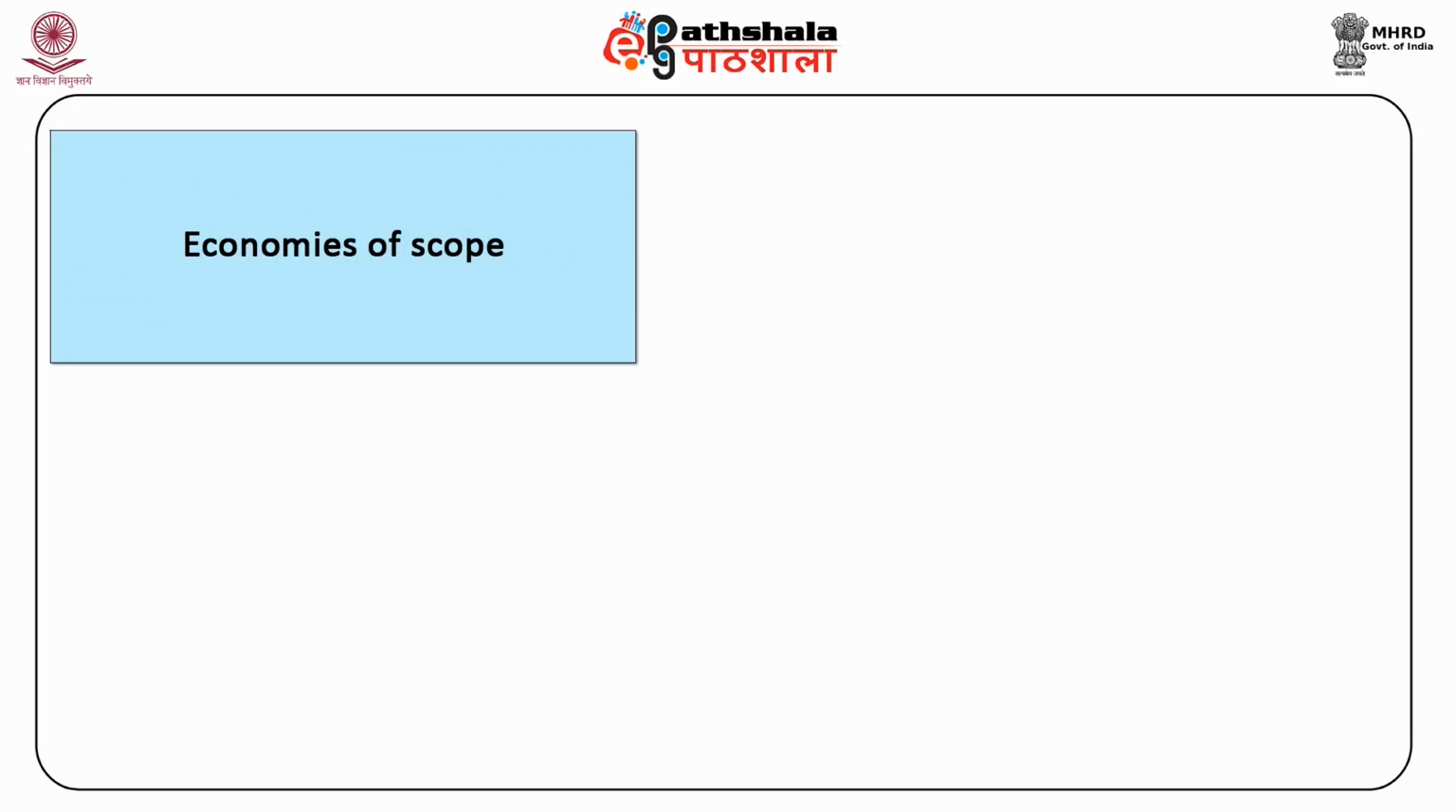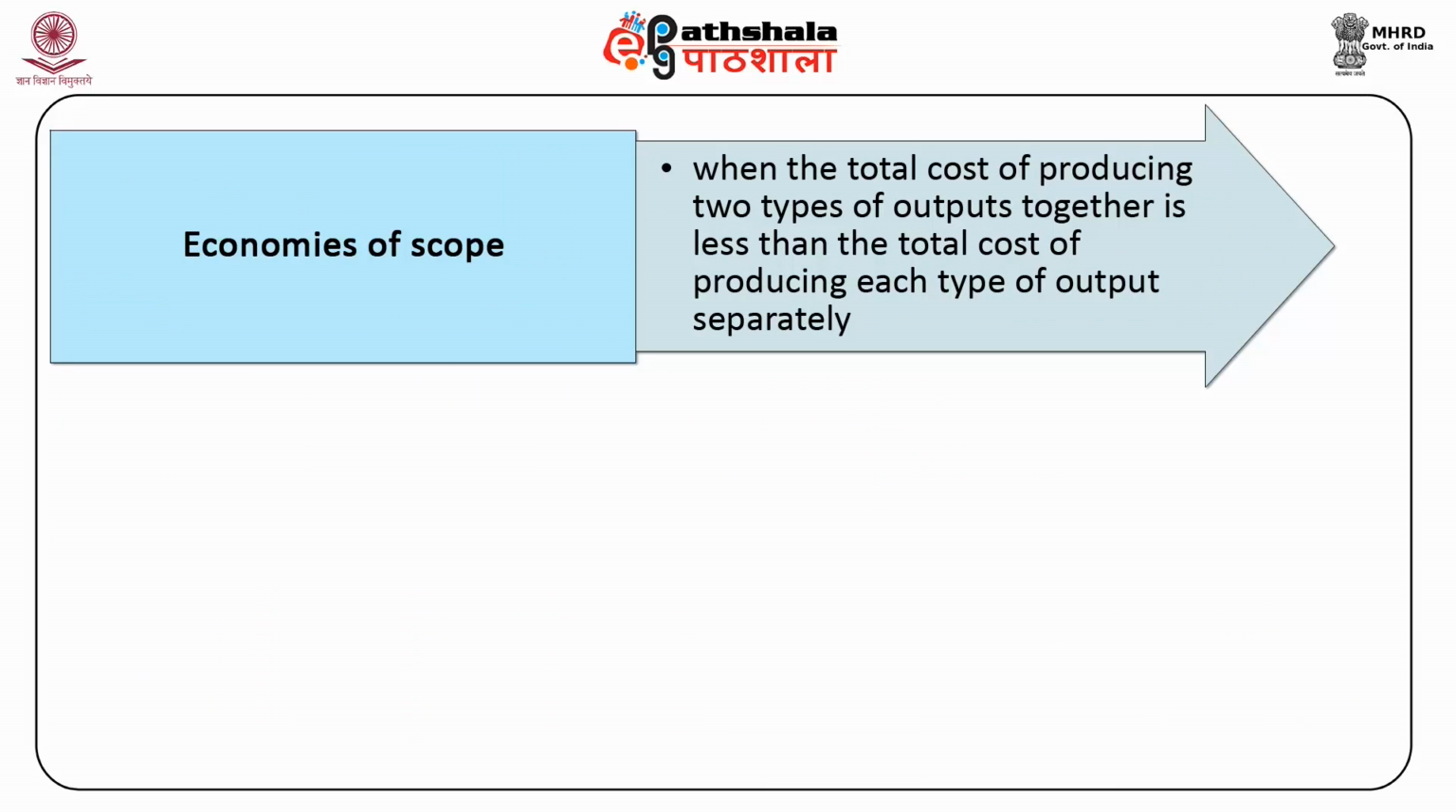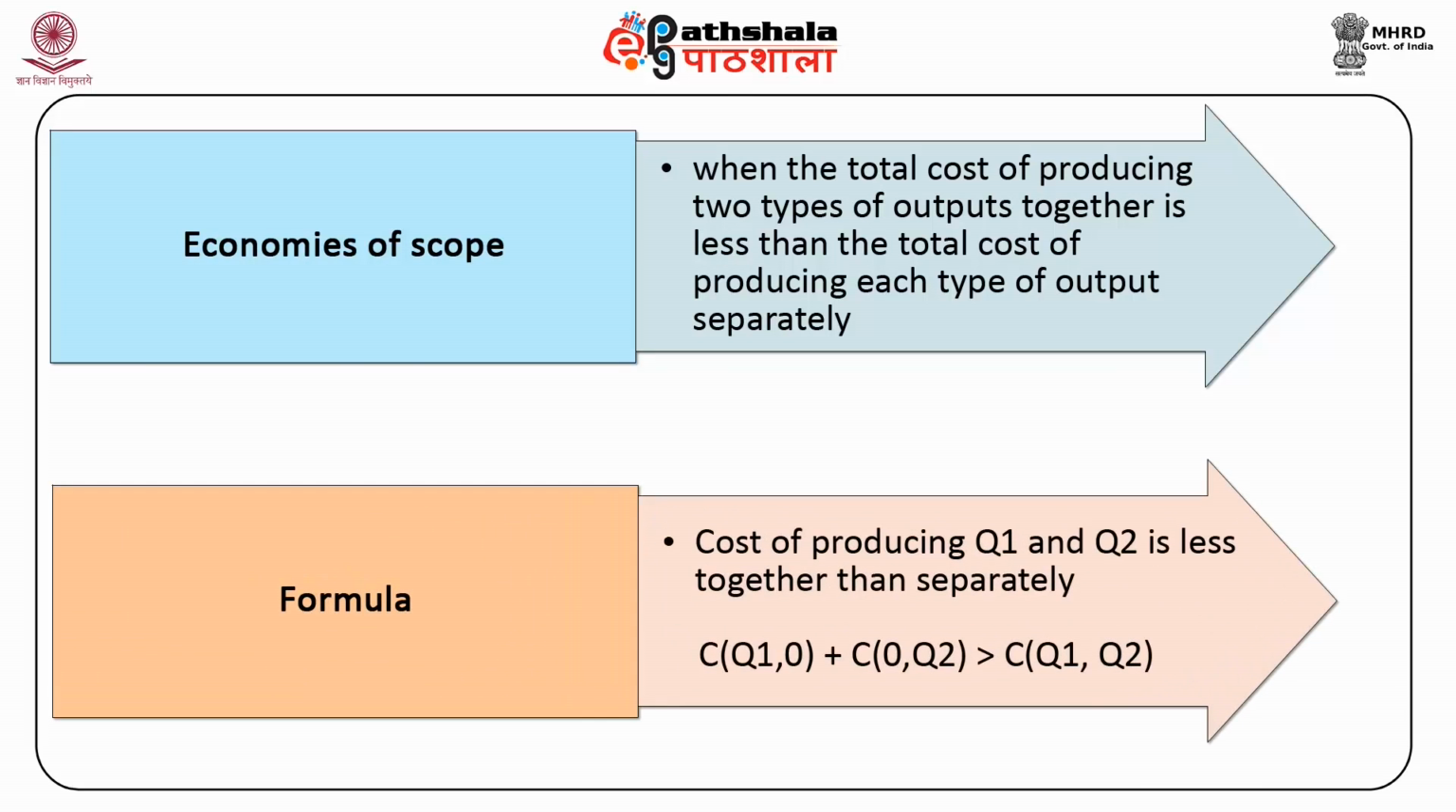Economies of scope occur when the total cost of producing two types of outputs together is less than the total cost of producing each type of output separately. The cost of producing Q1 and Q2 is less together than separately. The formula is as follows: C(Q1, 0) plus C(0, Q2) is greater than C(Q1, Q2).